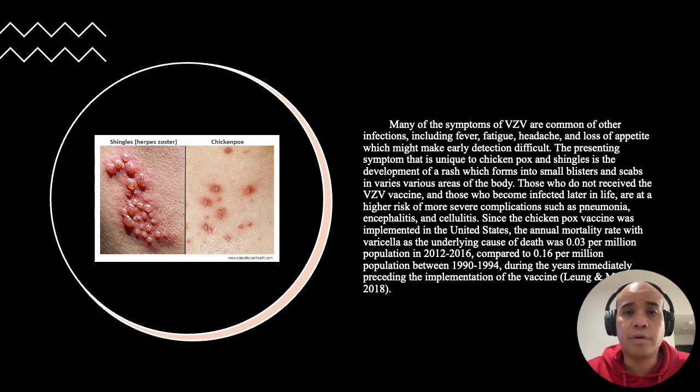Now, like I mentioned earlier, you can become infected with this virus later on in life as an adult. That form of the disease is shingles. Now, the difference between the chickenpox and the shingles, the rash or the blisters, is that with shingles, they're pus-filled blisters, and instead of itching, they're actually really painful. Getting infected later on in life also does put you at risk for more severe conditions such as pneumonia and encephalitis.